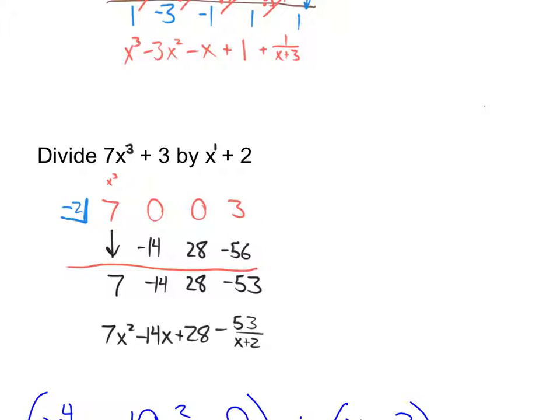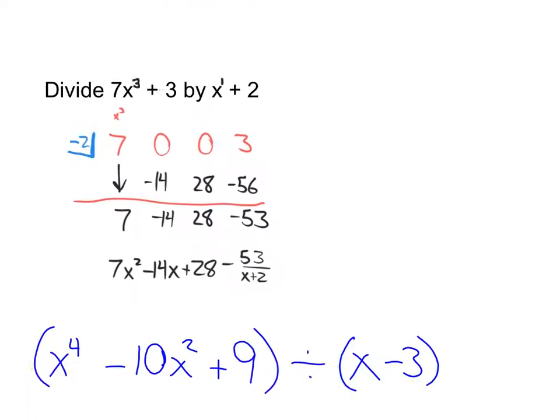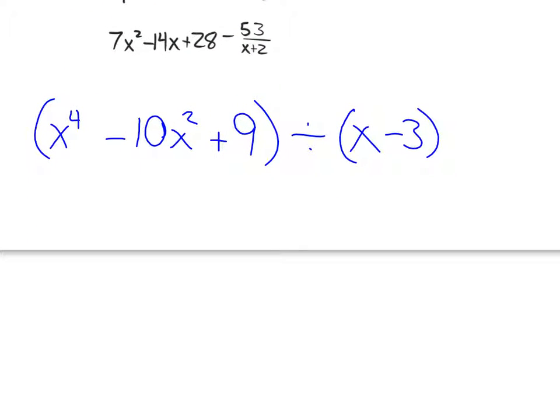All right, one more practice on your own. I want to throw a couple curveballs at you here. Let's try this one: x to the 4th minus 10x squared plus 9 divided by x minus 3. Give that one a shot on your own or ask a friend for help. See what you can do with it.